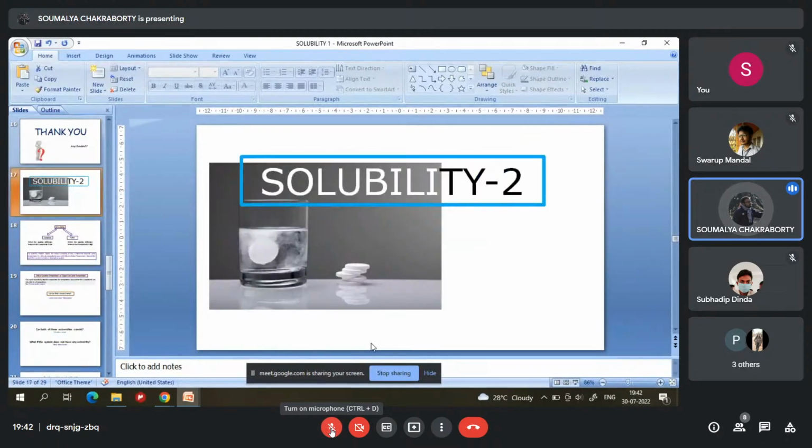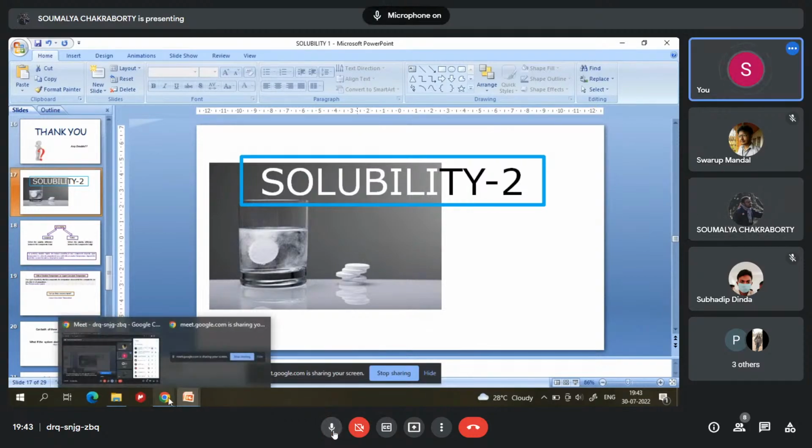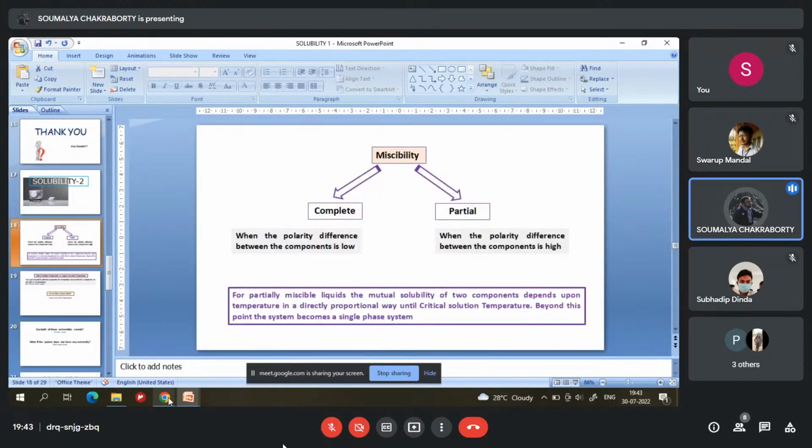So beyond that point, we have to know about the concept of solubility of liquid in liquid. Up to that point, we were talking about the concept of solubility of solid in liquid. But after that point, we will know about the concept of liquid in liquid.